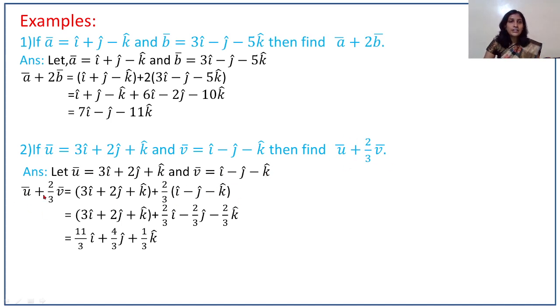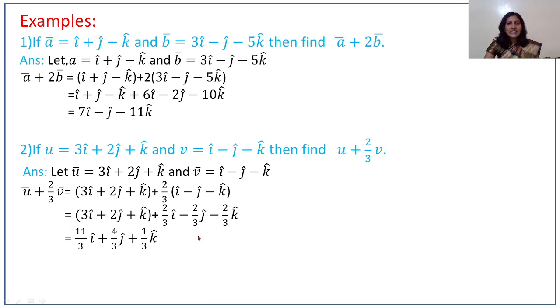We have to find U bar plus 2 by 3 V bar, which is equal to, what is U bar? U bar is 3I cap plus 2J cap plus K cap plus 2 by 3. Then V bar, what is V bar? I cap minus J cap minus K cap. First we multiply this bracket by 2 by 3. What we will get? This is as it is, 2 by 3 I cap minus 2 by 3 J cap minus 2 by 3 K cap.